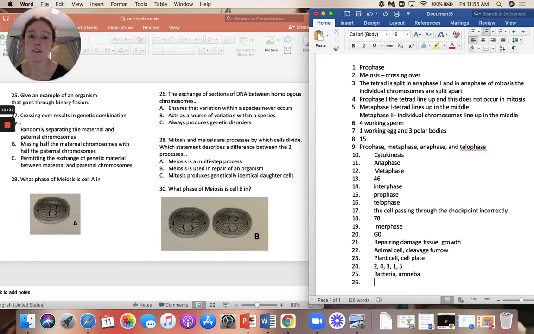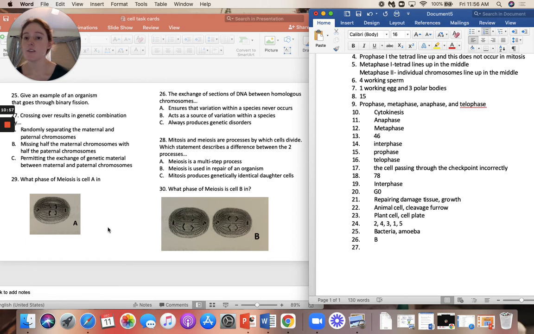The exchange of sections of DNA between homologous chromosomes. And this is multiple choice, so you have a few of those in there. It makes it a little easier. Does it ensure that variation within a species never occurs? Well, no, that's kind of the point of exchanging sections of DNA. Does it act as a source of variation? It does. Yes. Does it always produce genetic disorders? No, it does not.